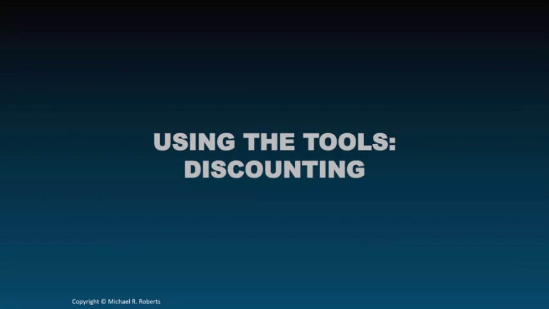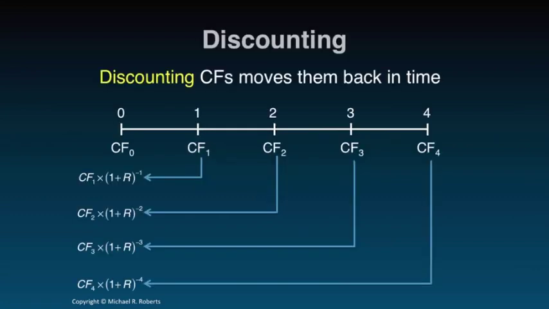So how do we use the tools? Well, we're first going to focus on bringing cash flows back in time, and when we move cash flows back in time, that's called discounting. And so here's my timeline that we started out with. I'm simply illustrating that if I want to convert all of these cash flows from period 1 forward into time 0 units, what I do is I apply my discount factor to each one.